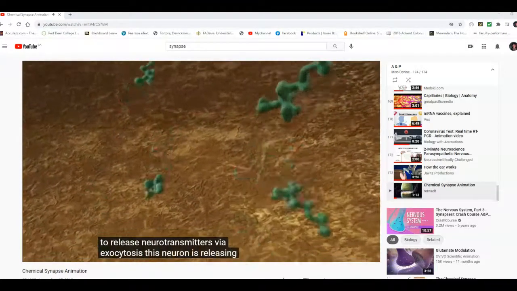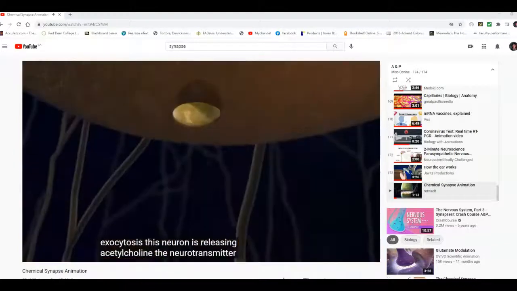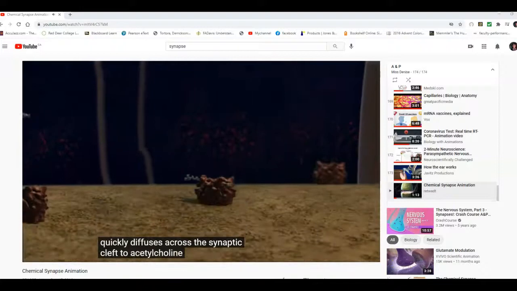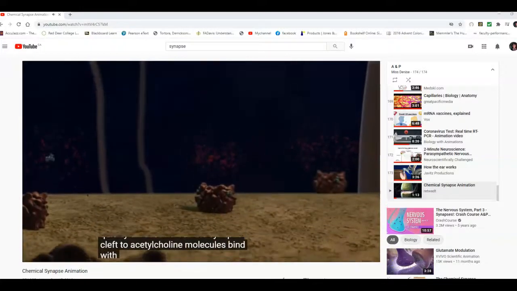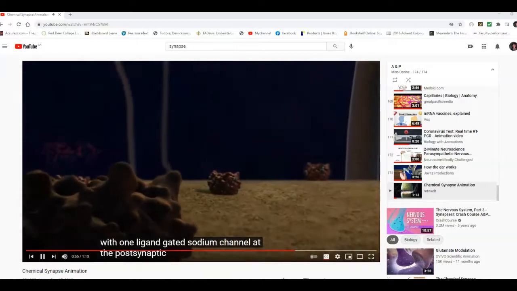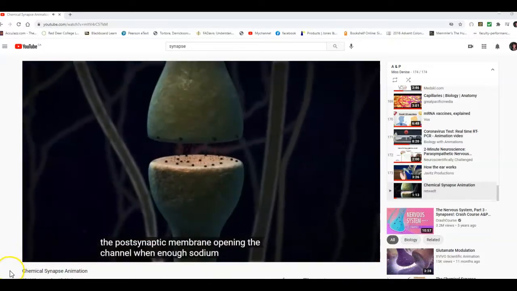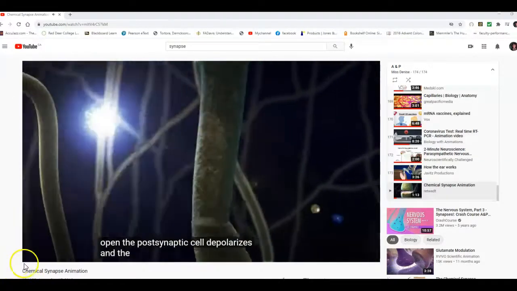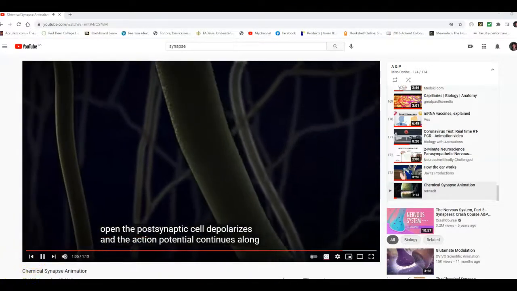This neuron is releasing acetylcholine. The neurotransmitter quickly diffuses across the synaptic cleft. Two acetylcholine molecules bind with one ligand-gated sodium channel at the postsynaptic membrane. When enough sodium ion channels open, the postsynaptic cell depolarizes and the action potential continues along the neuron.